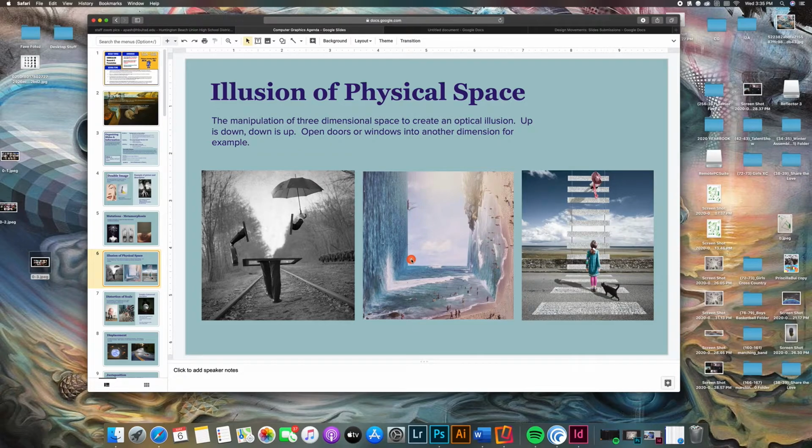Next one, illusion of physical space. Not actual space like galaxy space. I'm talking about the space we live in. Okay, how does that bend? A lot of times you'll see examples of objects coming into something, disappearing, and then reappearing. Or the whole physical space is bent in and distorted, and we kind of get this concept over here, just in a different perspective.